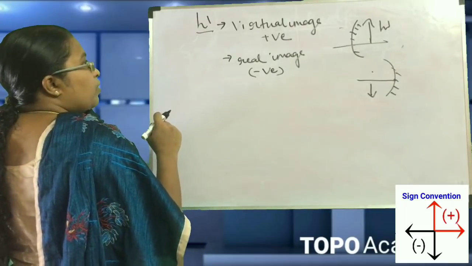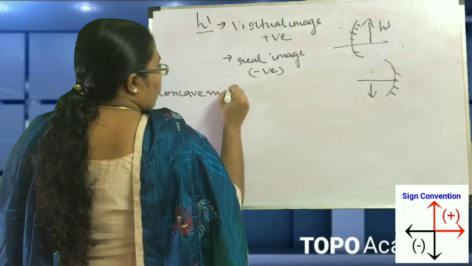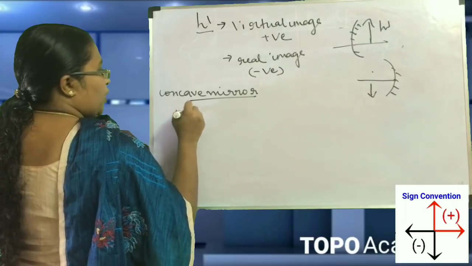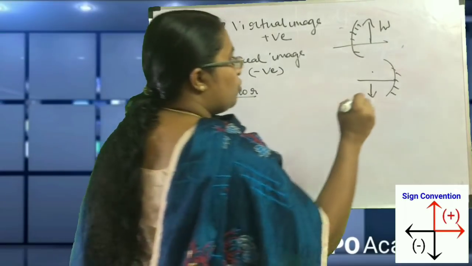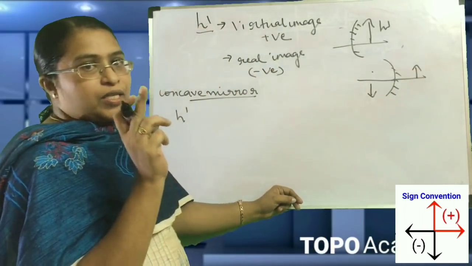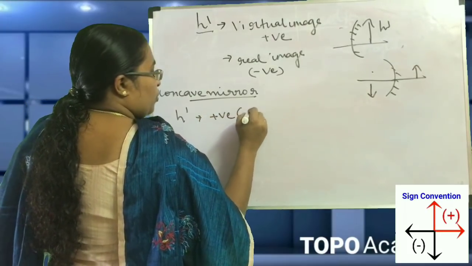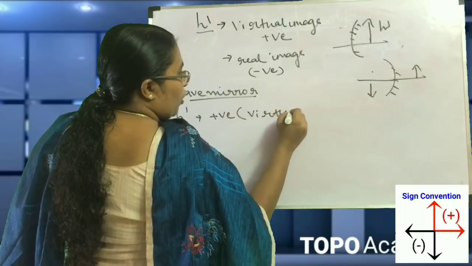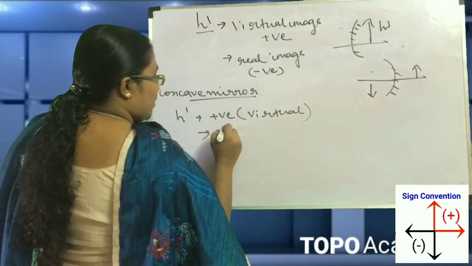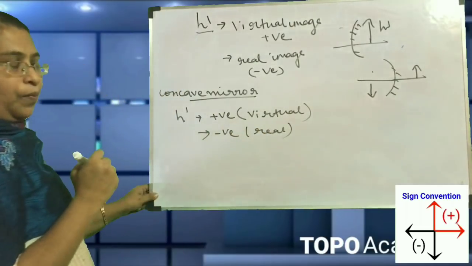So for concave mirror, there are two cases for h dash. One is where a virtual image is formed. In that case only, h dash is positive. And for the real and inverted images in case of concave mirror, it is negative.